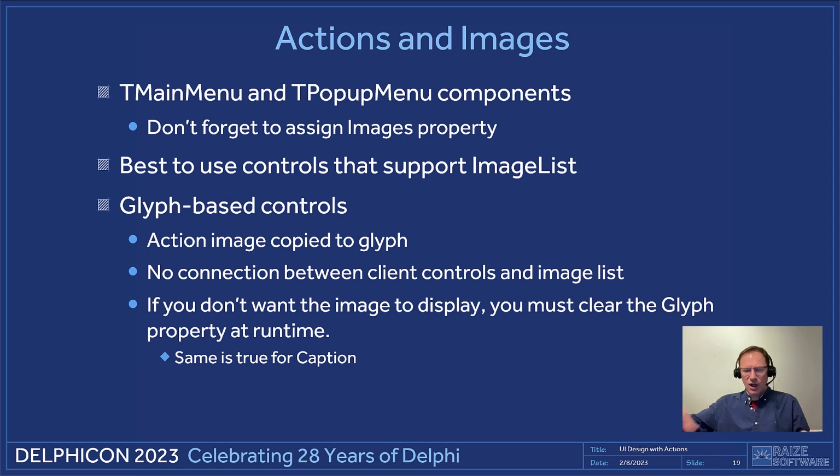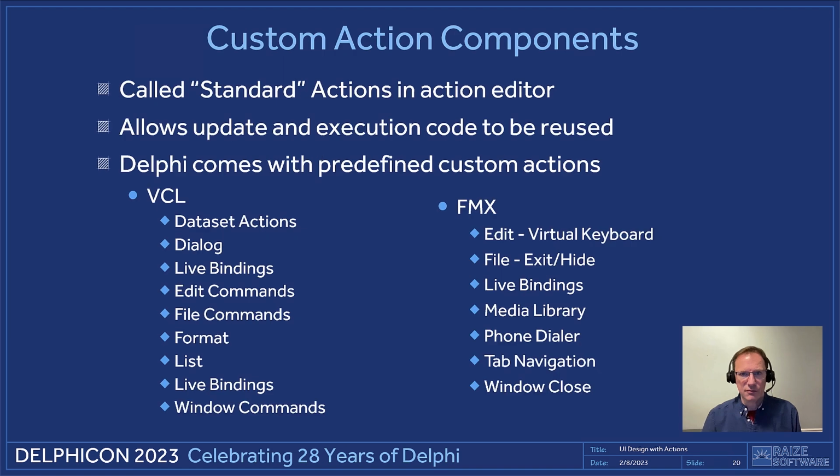So if you do update the image list that the action list is tied to, you need to reset the action property so that it re-pushes the image that corresponds with that action onto the glyph property. And the same is true for the caption, like I described earlier.